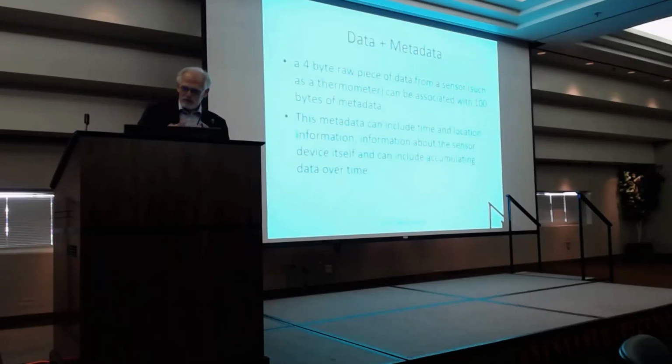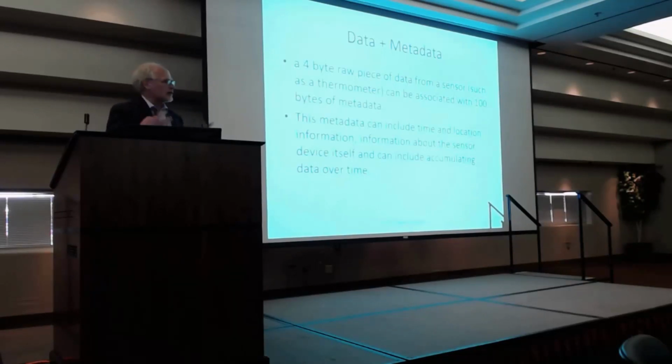Let's take an example of a raw piece of data coming off a sensor like a thermometer, maybe associated with 100 bytes of metadata. The metadata, again, is time, location information, what the sensor device is, how old it is, whether something has changed from the last measurement to this measurement. How has the data been changing over time? These things create more value in that data. They increase the total amount of data required. But storage is cheap, and getting cheaper, so you want to do this as best you can.